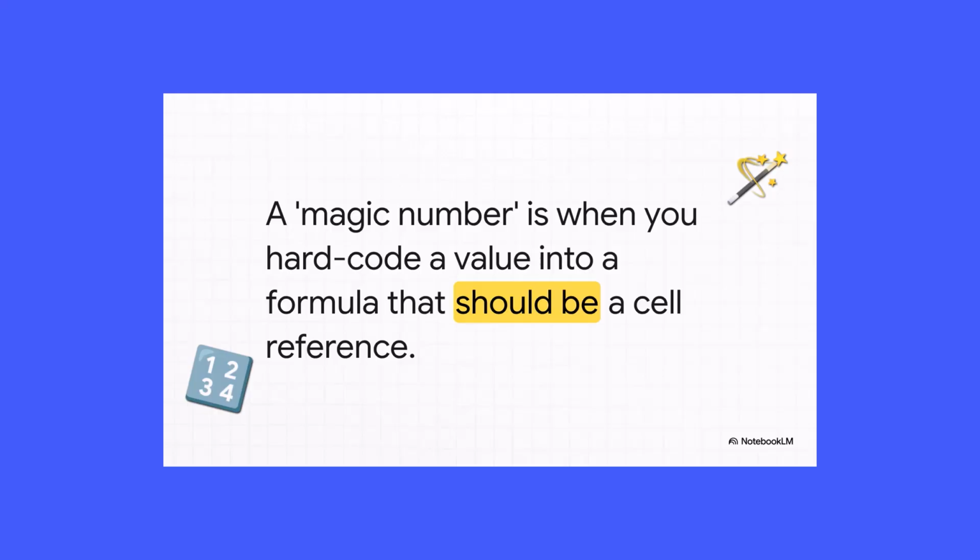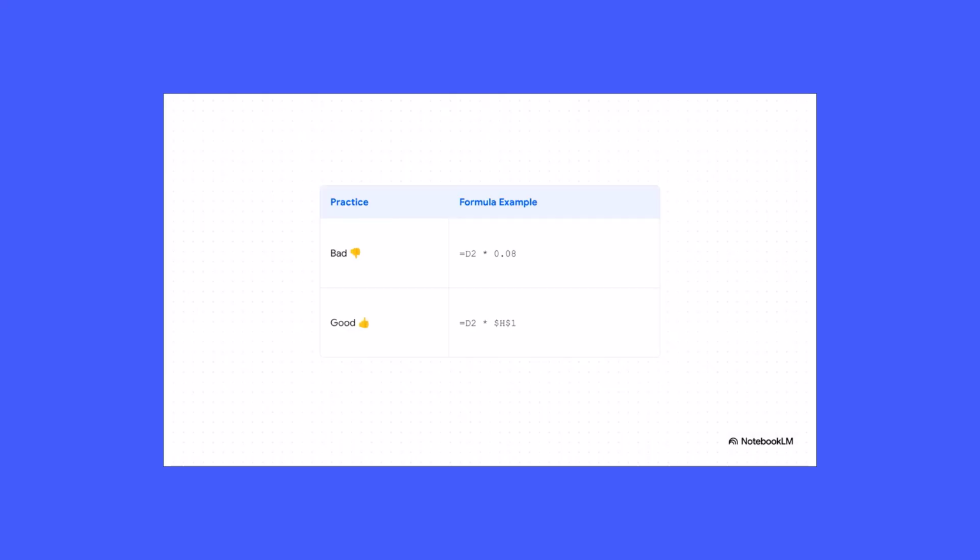What's a magic number? It's when you type a number, like a tax rate or a commission percentage, directly into a formula. It's like planting a little time bomb in your spreadsheet that's just waiting to go off. Here's a super simple example. The bad way? Your formula just says times 0.08. What happens when that sales tax changes? It's a nightmare. You have to hunt down every single formula and change it by hand.